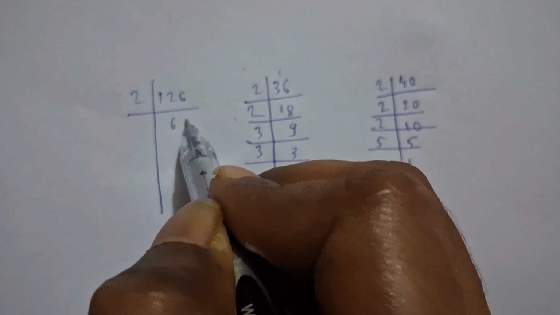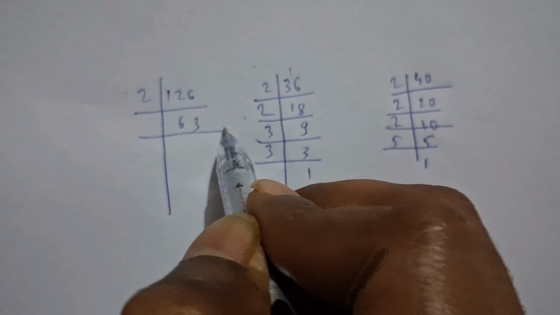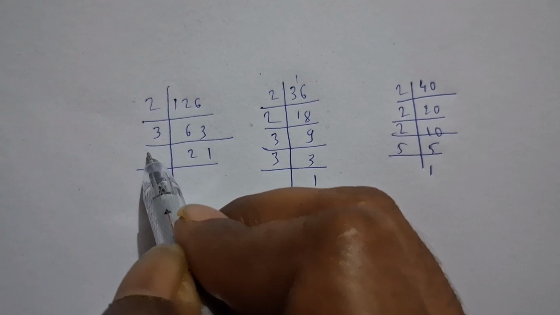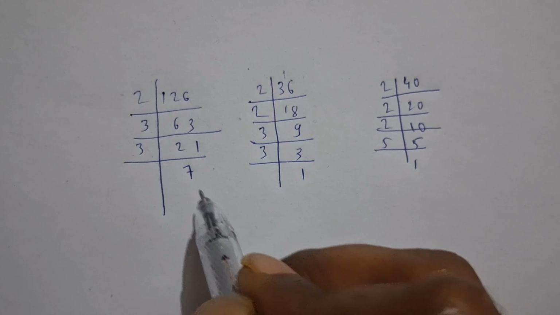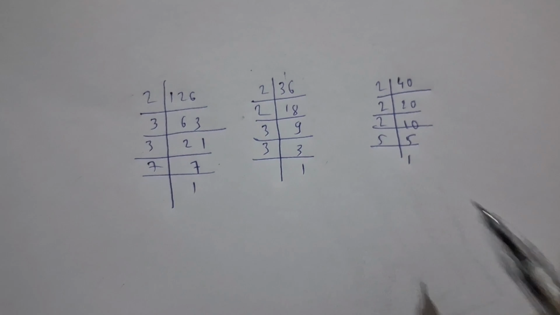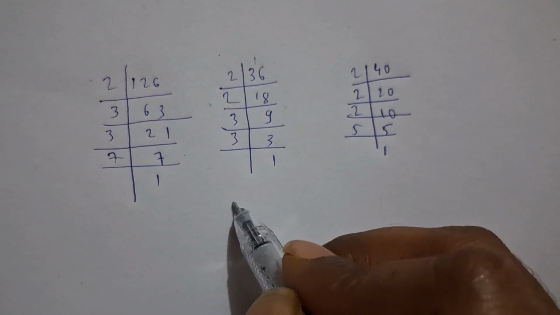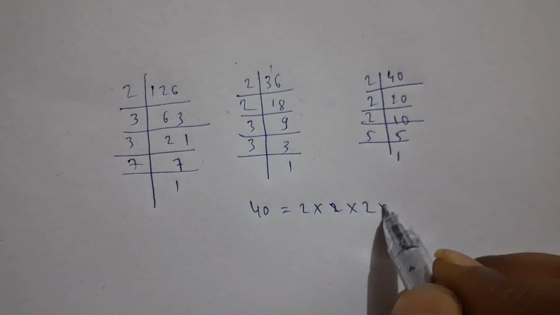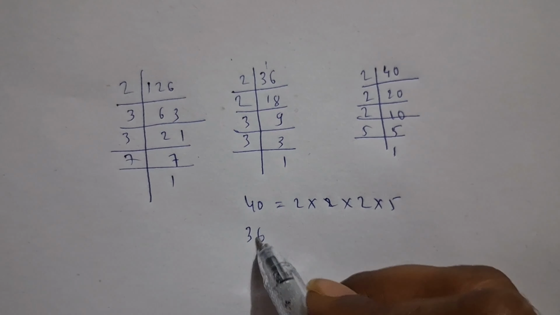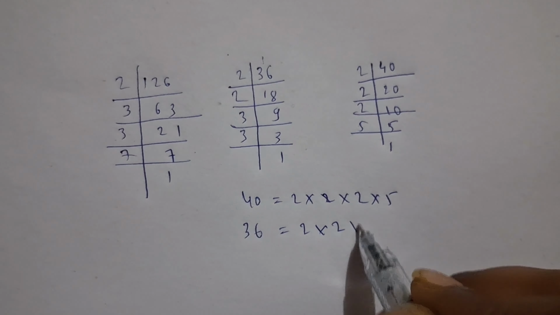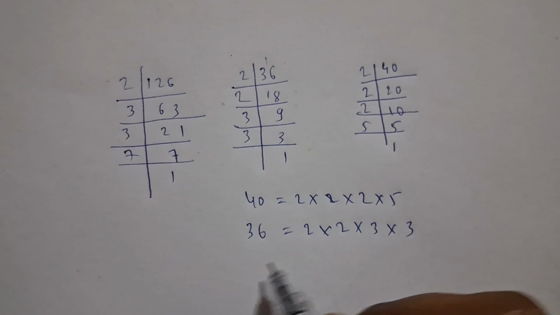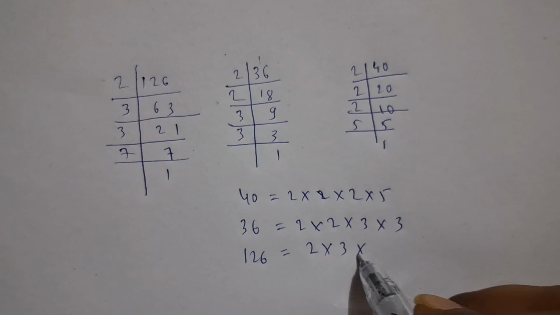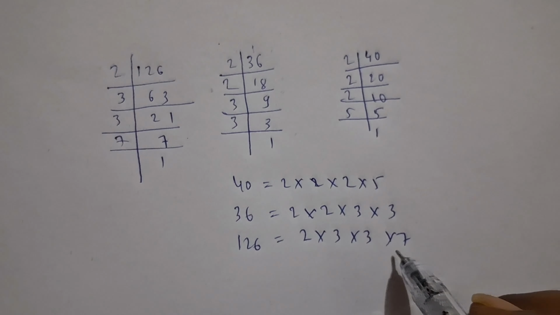2 63s are 126, 3 21s are 63, 3 7s are 21, 7 1s are 7. You have to write factors of 40: 2 times 2 times 2 times 5, and 36: 2 times 2 times 3 times 3, and 126: 2 times 3 times 3 times 7.